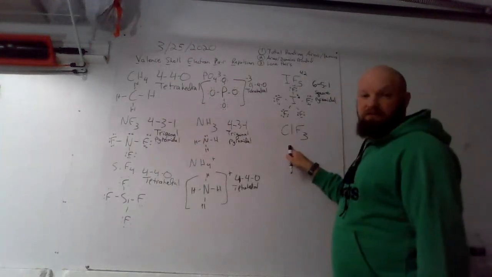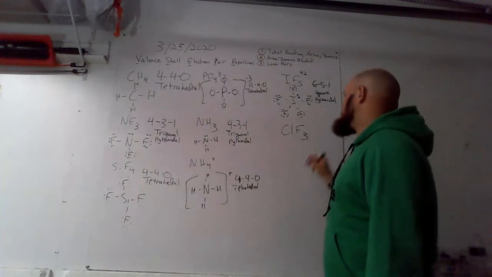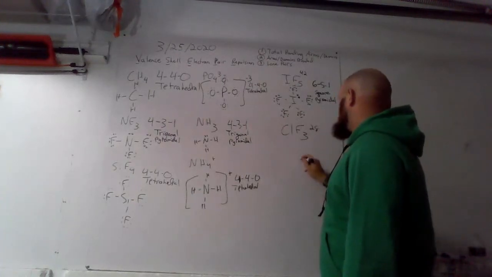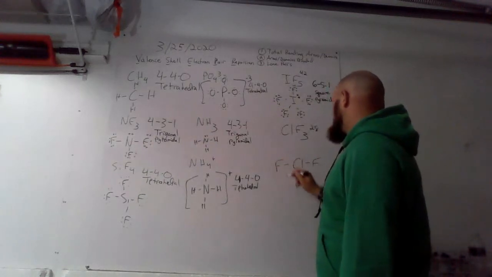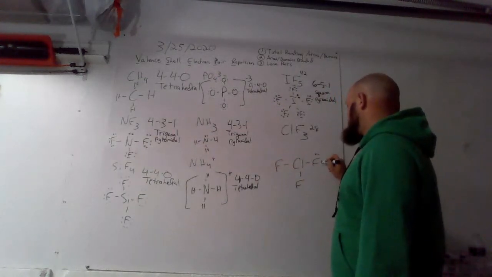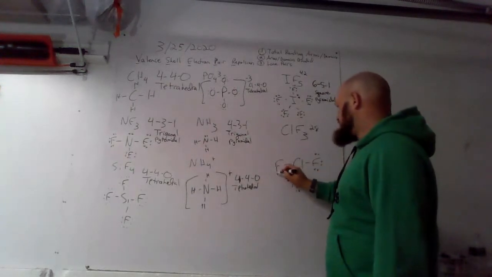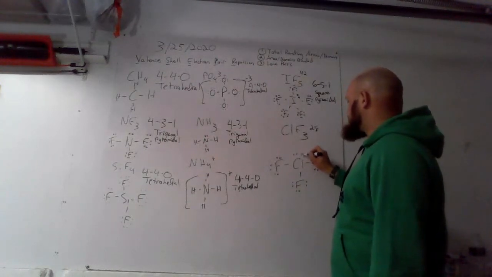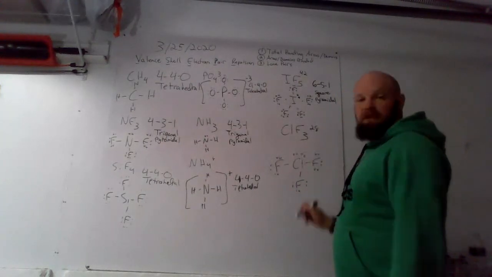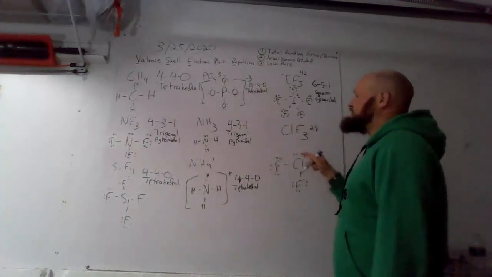Okay, let's try ClF3. So F is 7, 7 times 3 is 21, plus 7 is 28. Okay, I have 2, 4, 6, 8, 10, 12, 14, 16, 18, 20, 22, 24, 26, 28. Okay, so now I look around here. I have 5 bonding areas. I have 1, 2, 3 Fs and 2 lone pairs.